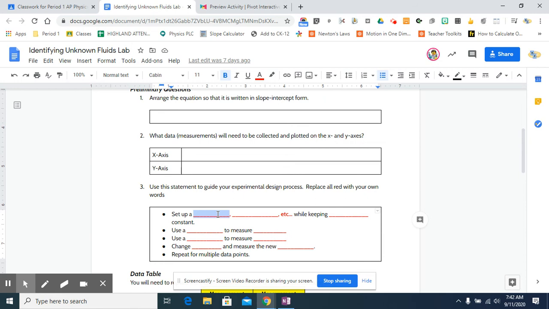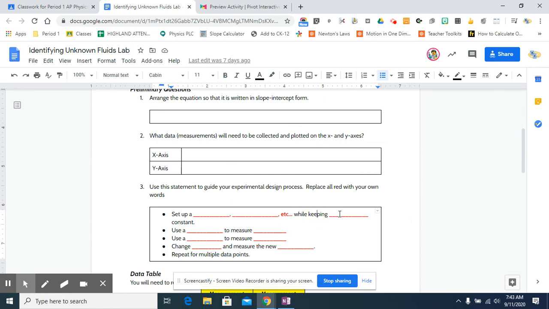But for example, if this was an old lab, we might say set up a flat and level track in which to place a card upon. And don't leave the et cetera there. That et cetera was because if I gave you 17 blanks, some people might think you need to have put 17 things in there. So the et cetera just means add as many of these as you need.